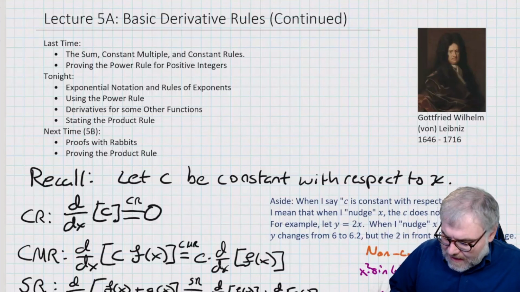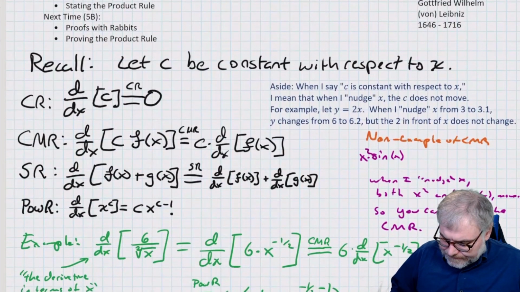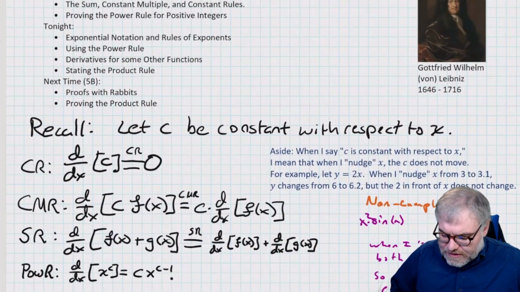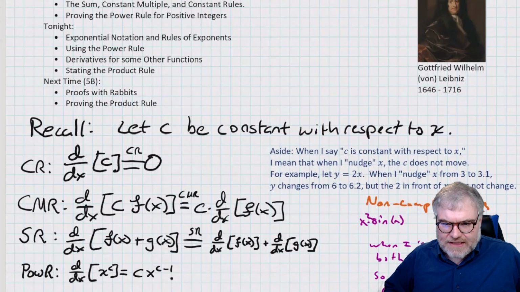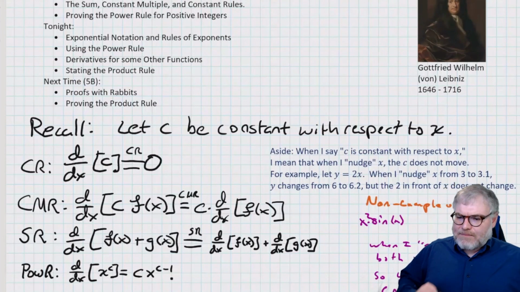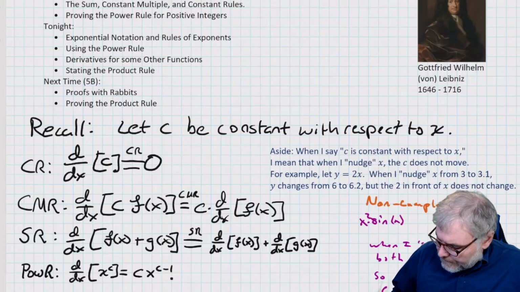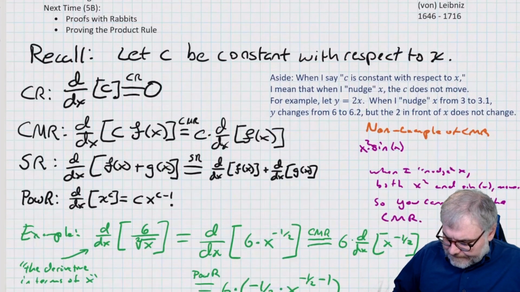So last time we did the sum rule, the constant multiple rule, the constant rules. We said what the power rule was, and we proved it for positive integers. Today we are going to do exponential notation, rules of exponents using the power rule, derivatives of some other functions, and we're going to state the product rule, which we're going to prove next time. So let's get started here.